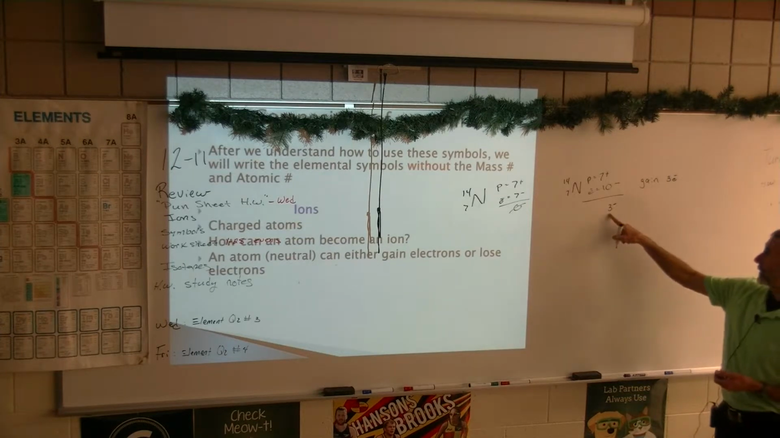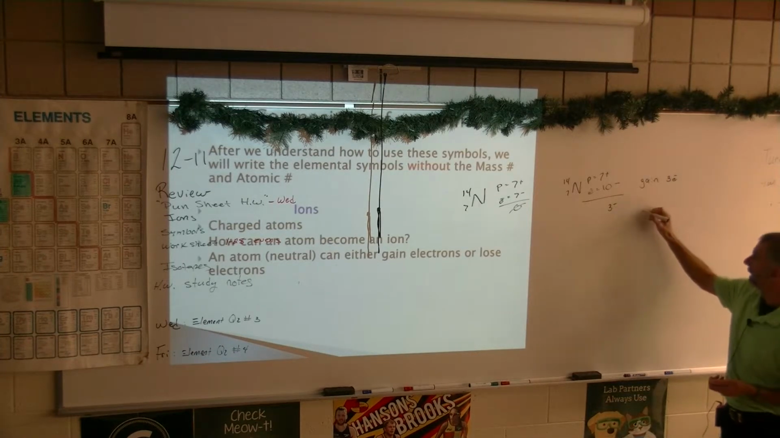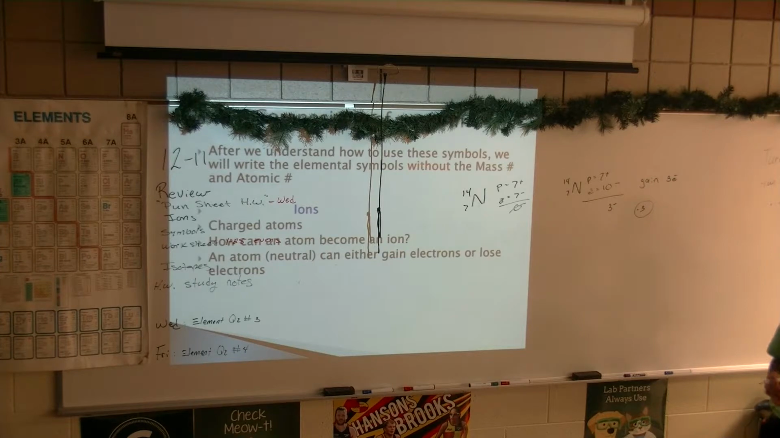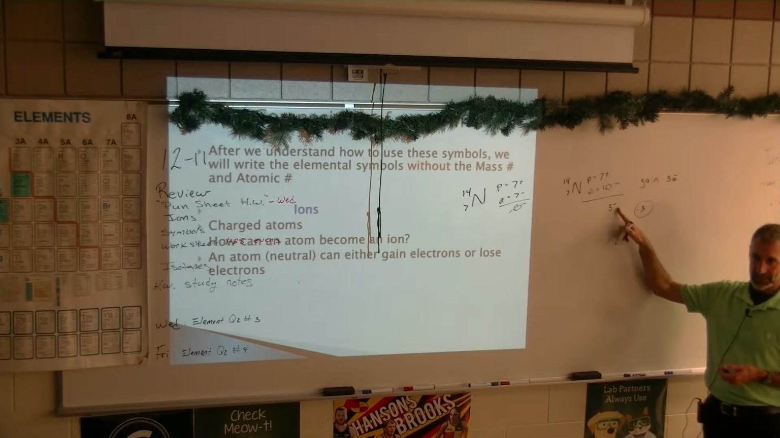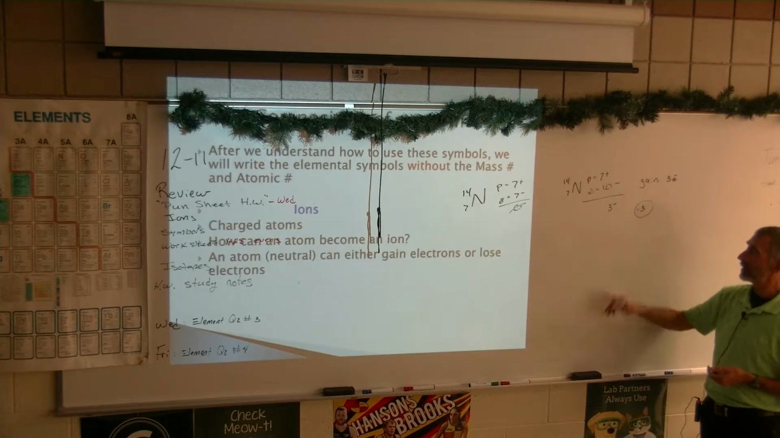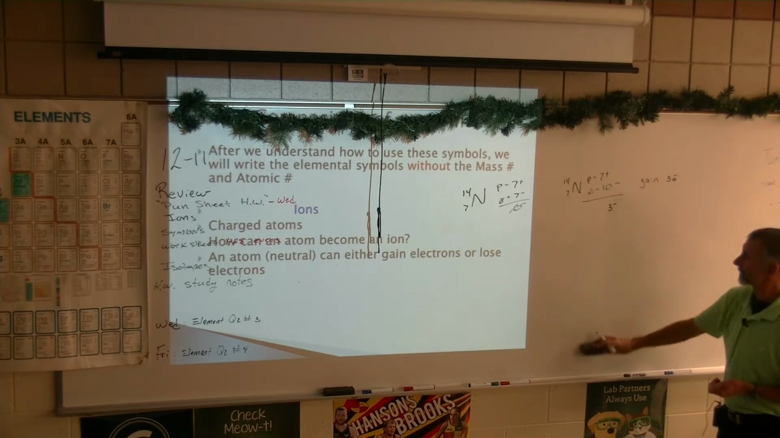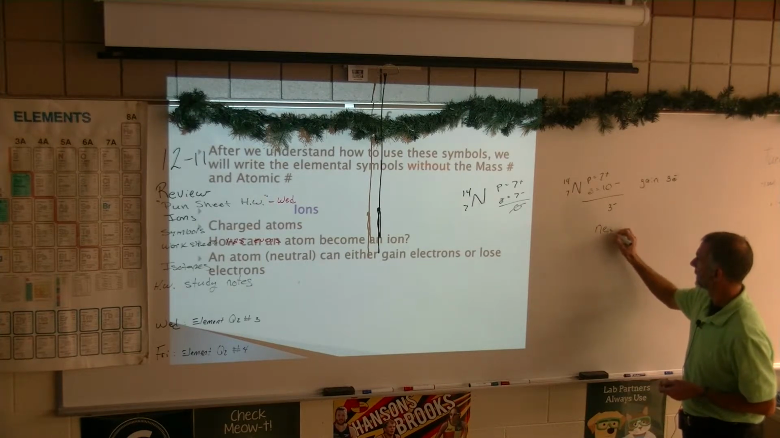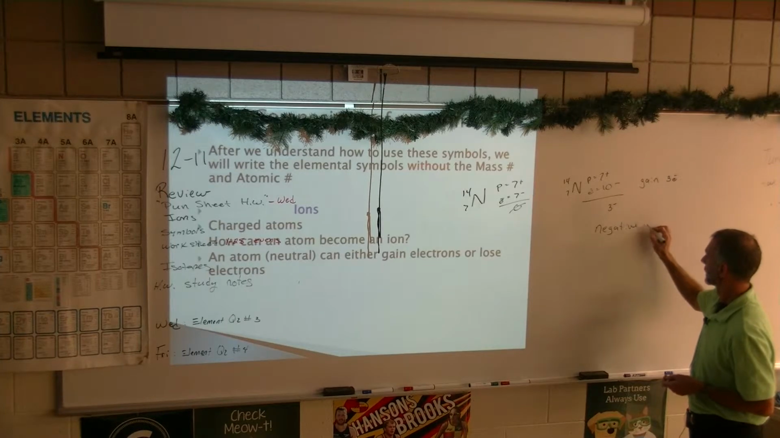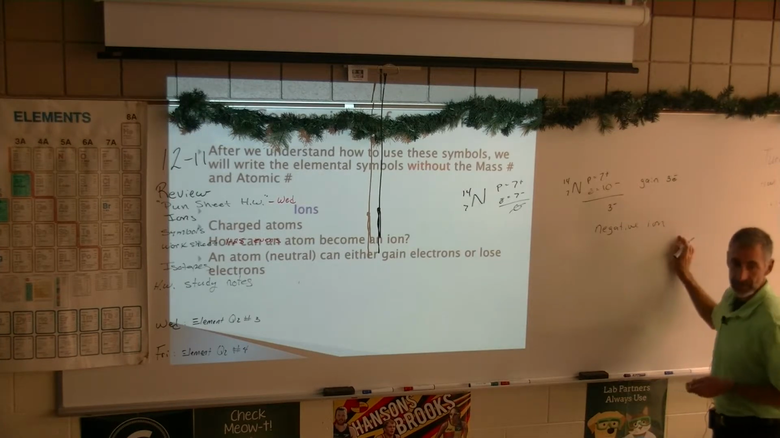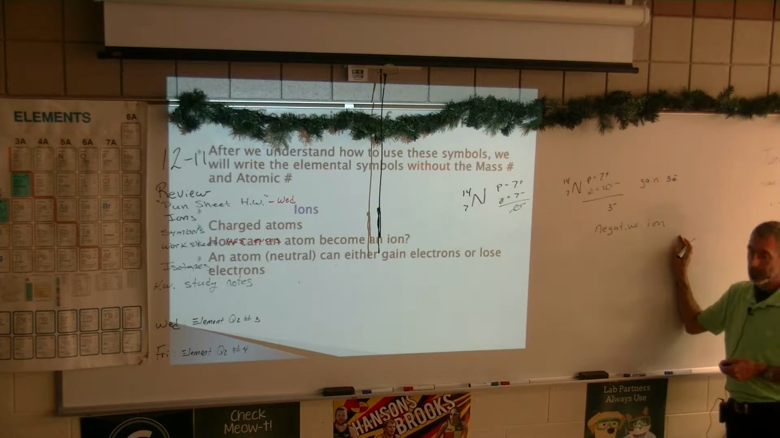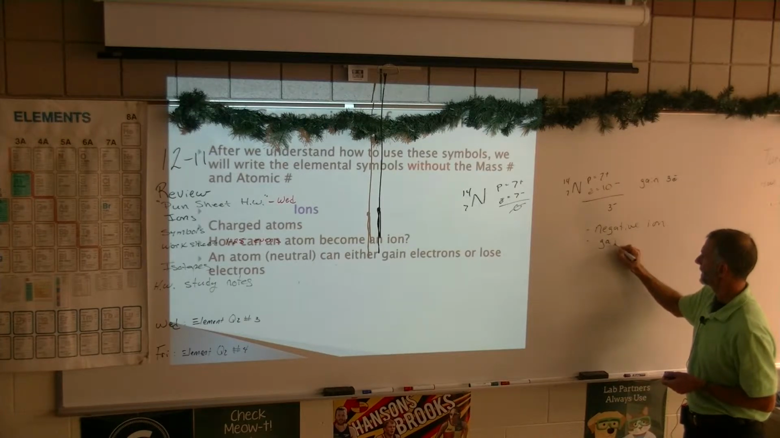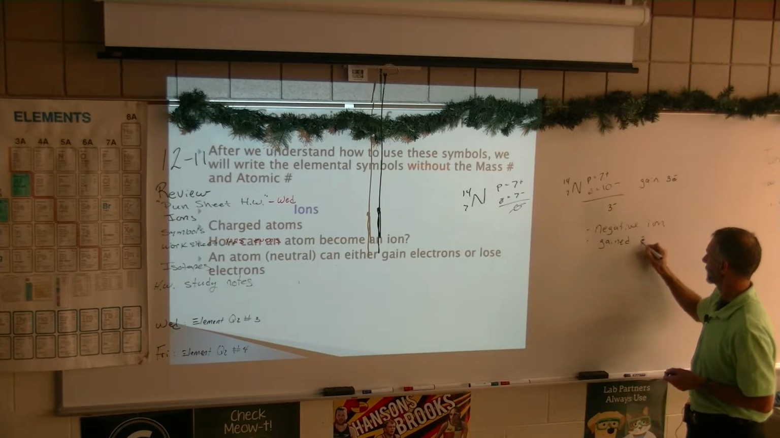Now, we write a charge with the number first and the symbol second. We don't write -3. That tells us something different in chemistry. Okay? To make that point, the number's first and then the symbol is second. So 3- or 2-, 1-, etc. Okay, now we have a negative ion, and we got that because we gained electrons.